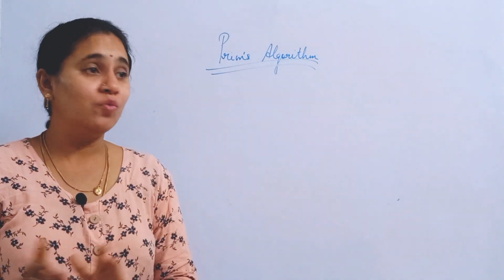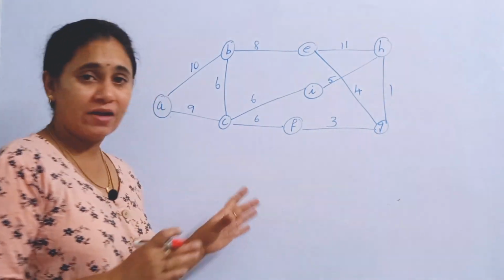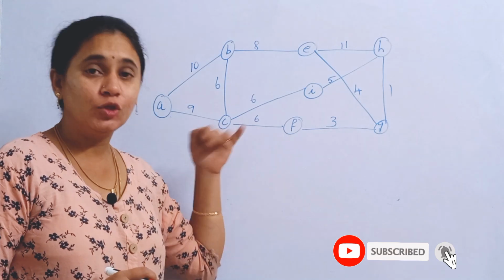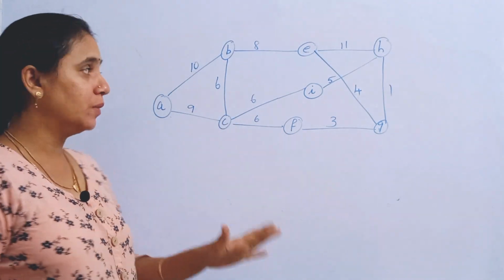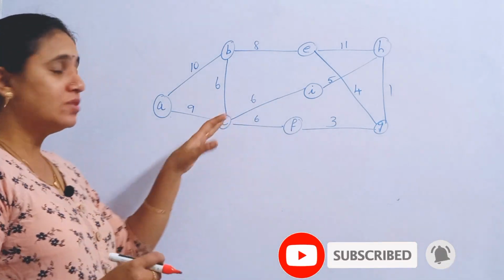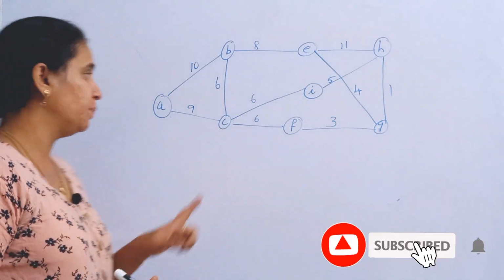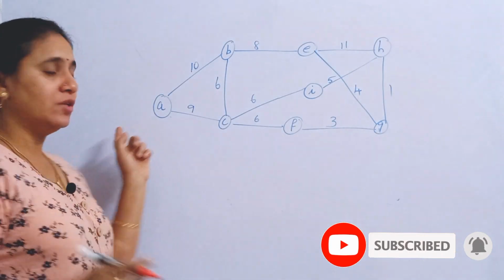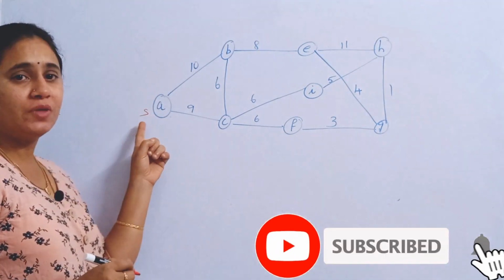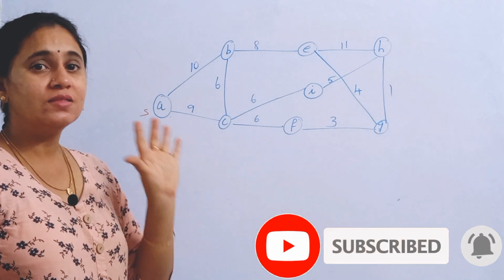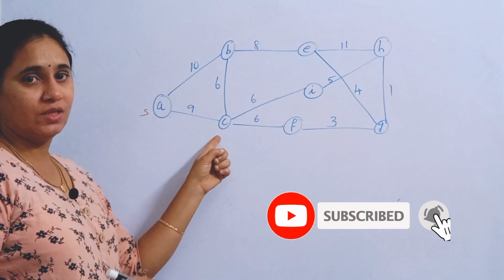Now we will go for problem solving. This is a given graph. We are going to convert this graph into a spanning tree and find the total cost needed to travel from any source to destination. Since the source vertex is not mentioned here, I am going to select A. So we start from A, which is my source vertex. From A, find all the edges adjacent to A. I have A to B and A to C.